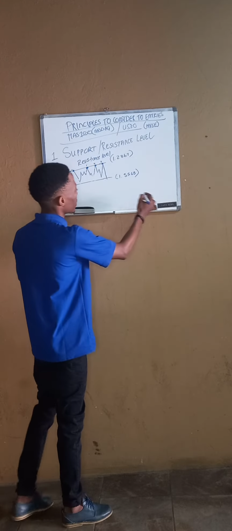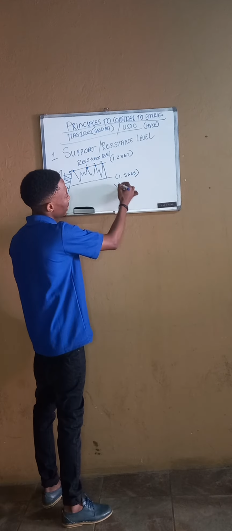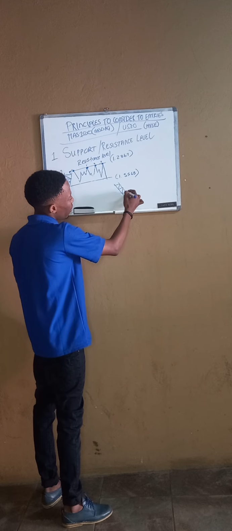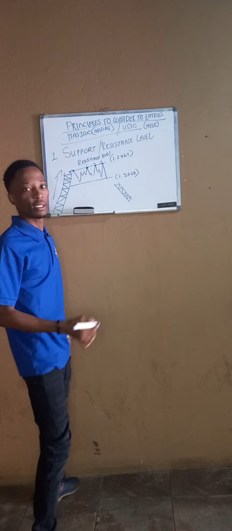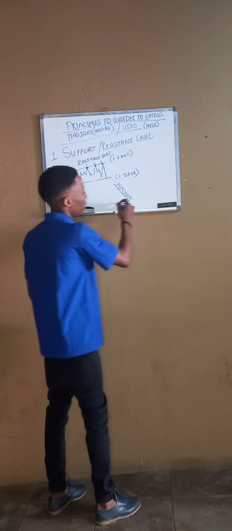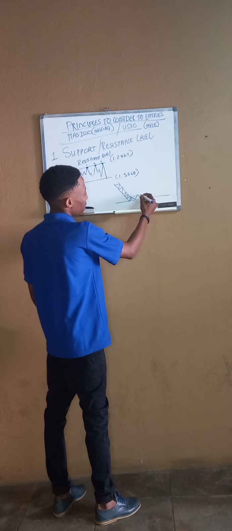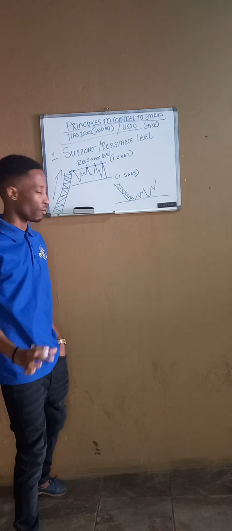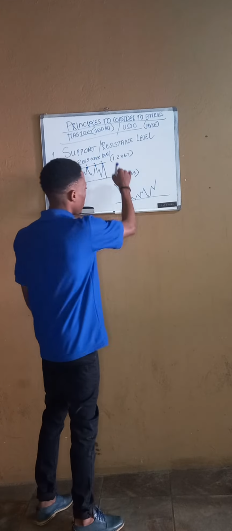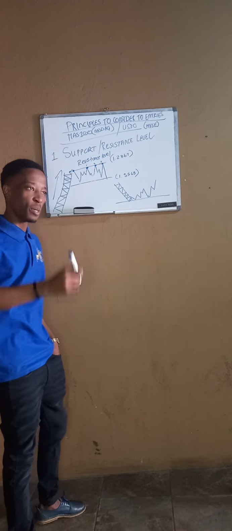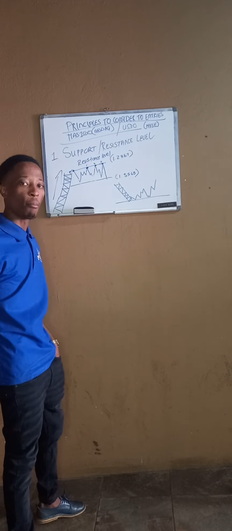Now, when it comes to a support, let's say the market has been going on a downtrend. The market has been going on a downtrend, and then all of a sudden, when the market reaches this position, the market changes direction, from something like this, and something like this. Now, the market has been going on a downtrend, on a bearish movement or a bearish formation or a bearish momentum.